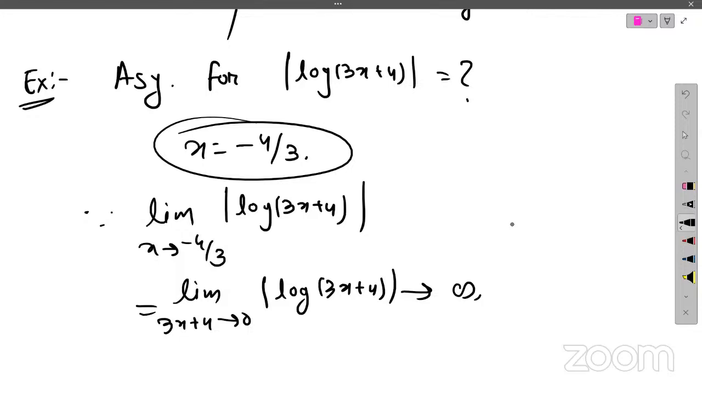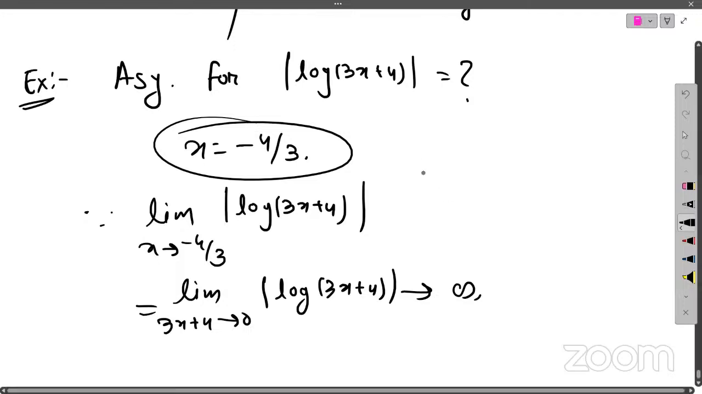Is that fine? Yes, ma'am. I was able to calculate this using the graph, but using the equation, it seems difficult for me. Right.